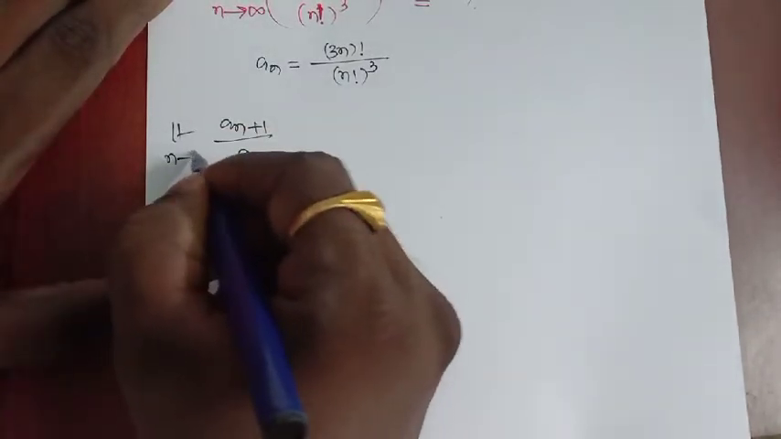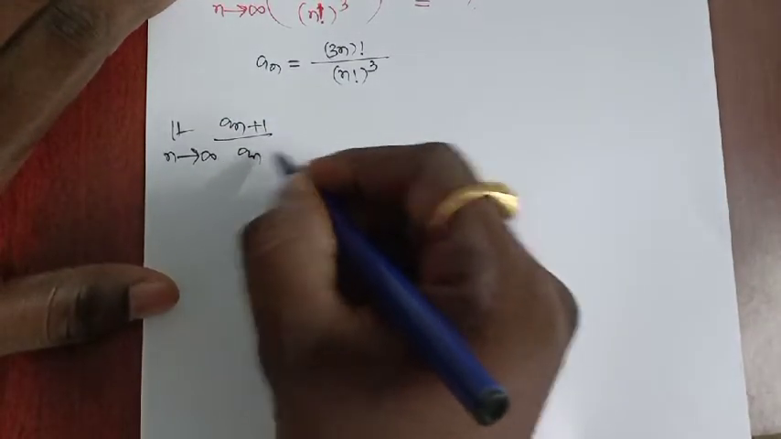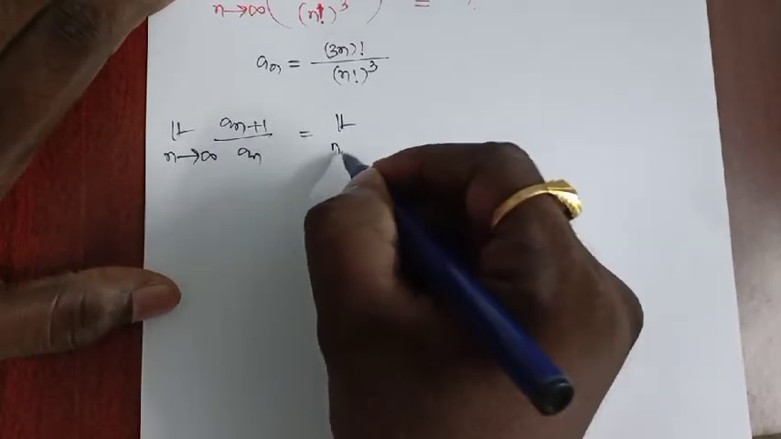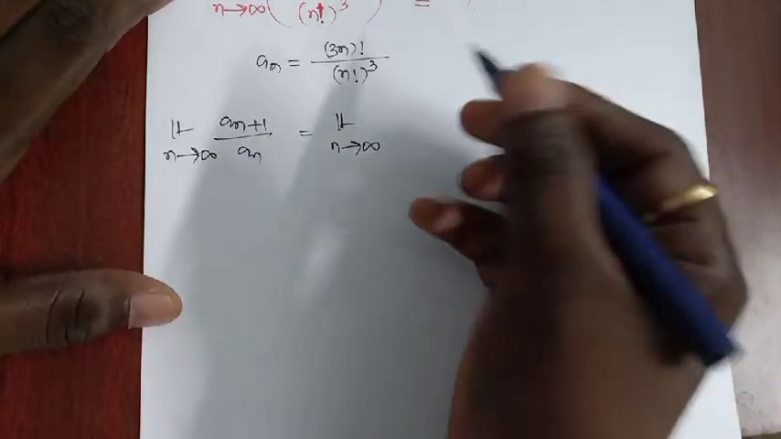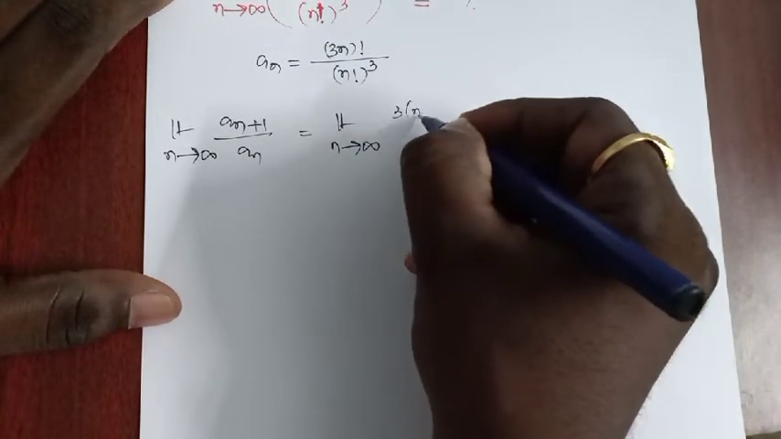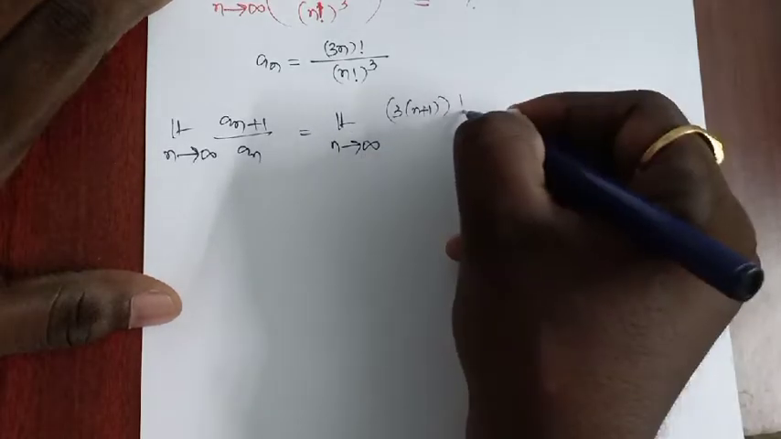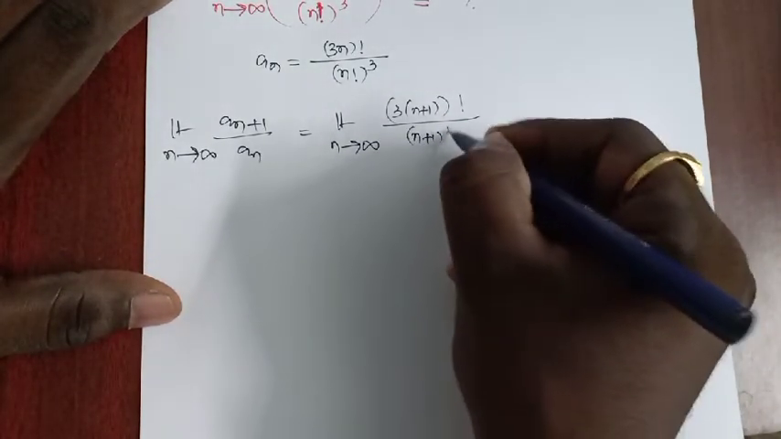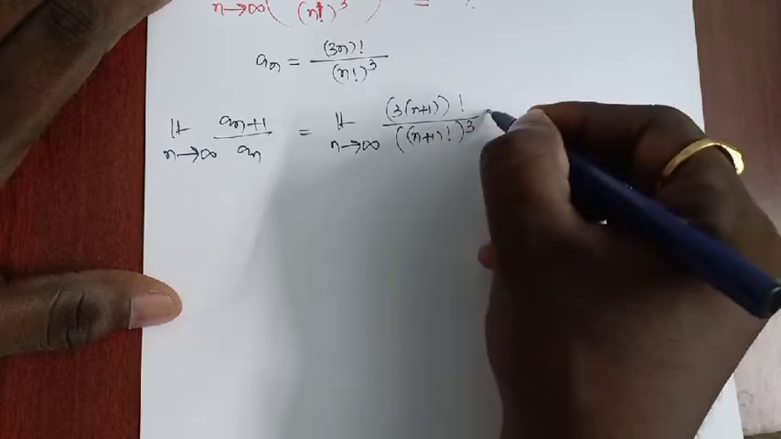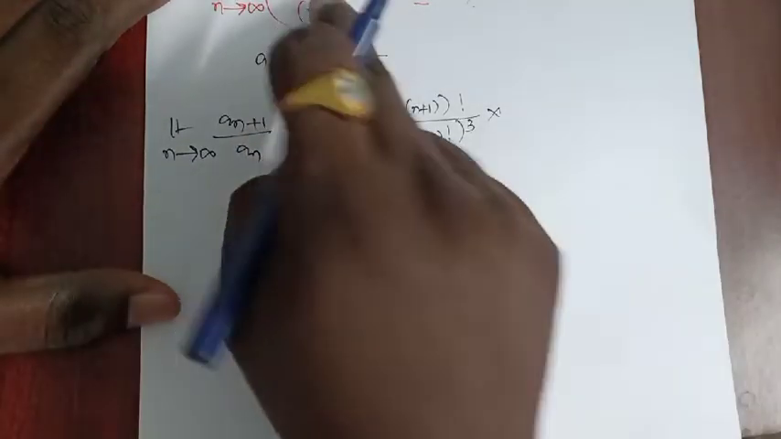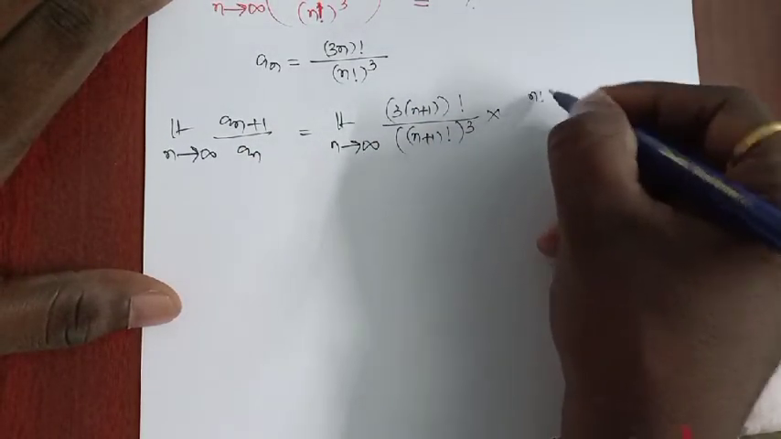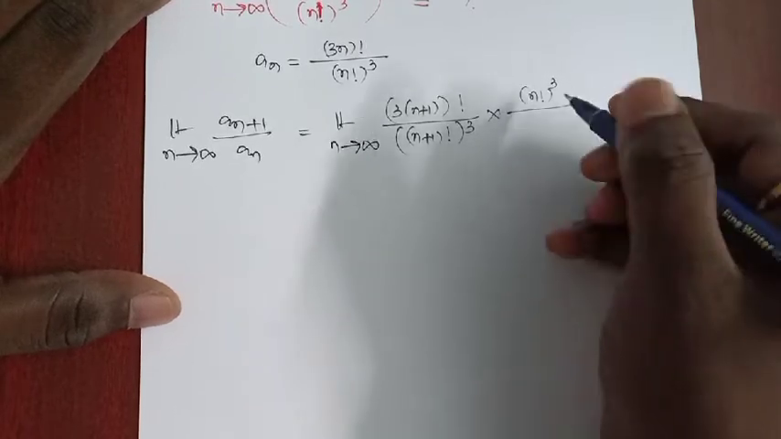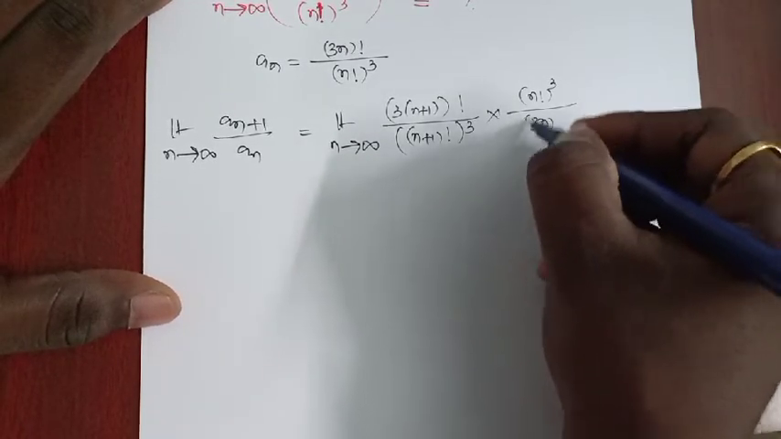Now limit n tends to infinity, so a(n+1) by a(n) is what? Limit n tends to infinity, so a(n+1) is 3(n+1) factorial by (n+1) factorial whole cube, into the reciprocal of a(n), which is (n factorial) whole cube divided by 3n factorial.